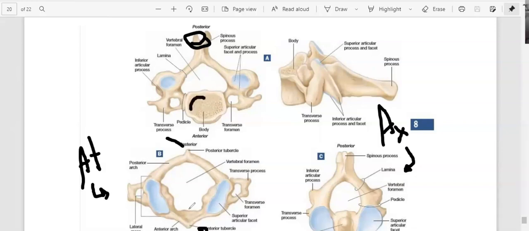They already have a body. So this one doesn't have a body, but it has the vertebral foramen. Also in the transverse process right here, you're going to have transverse foramen, something that you don't have in other ones. This is the axis.